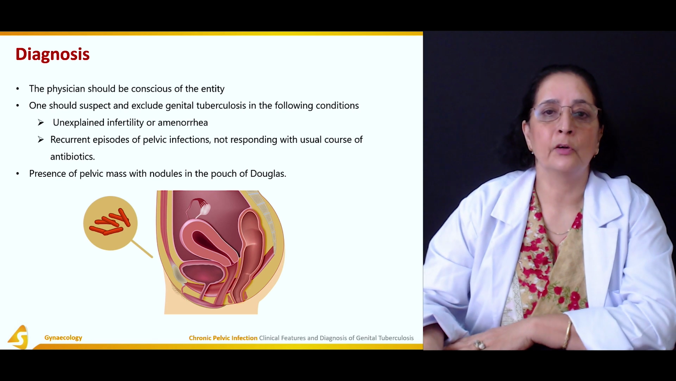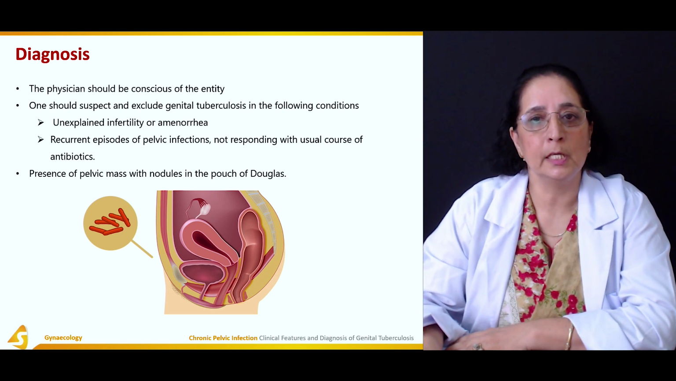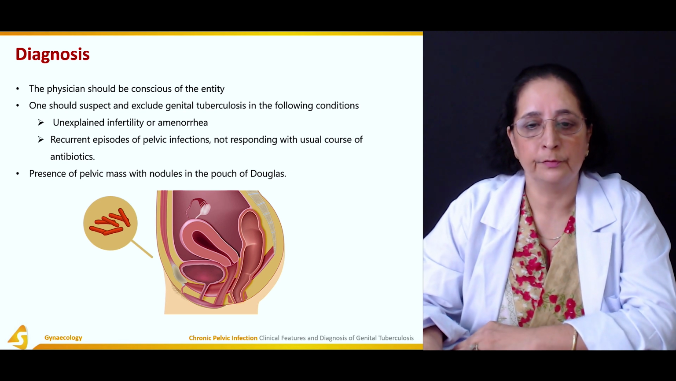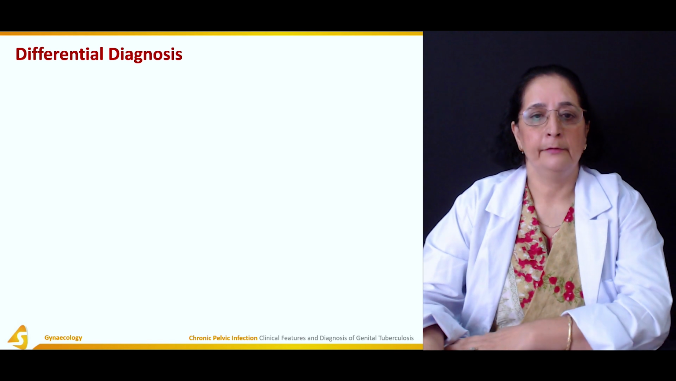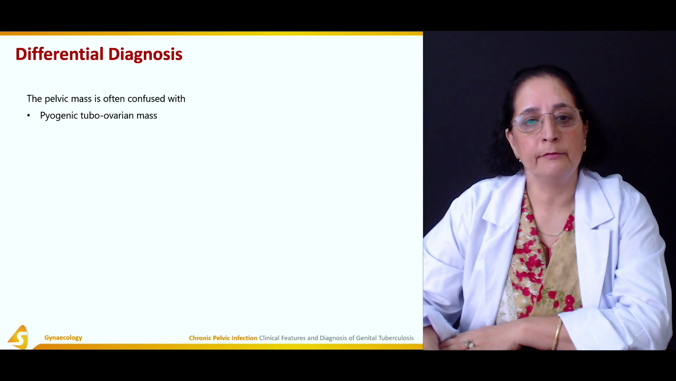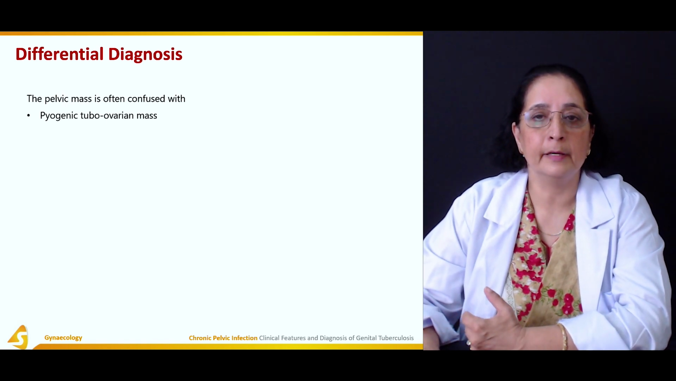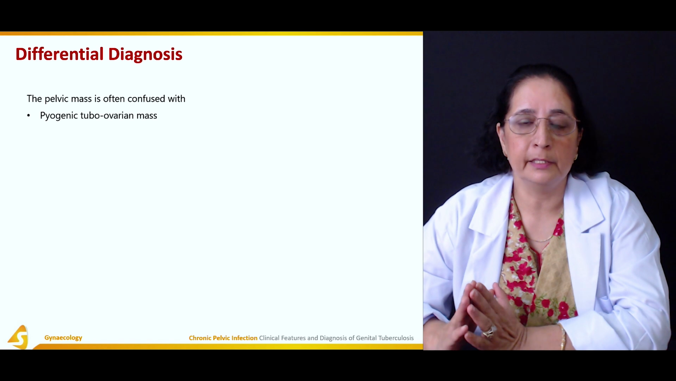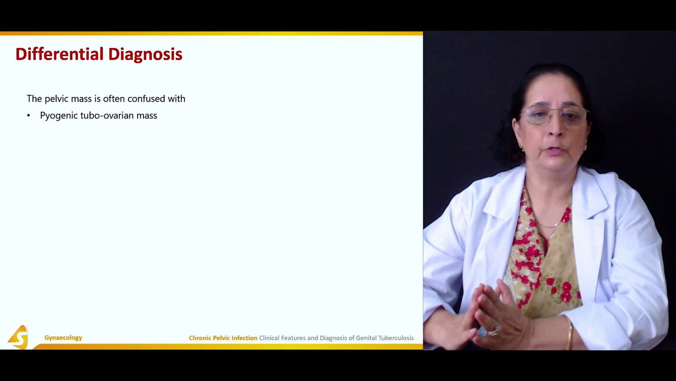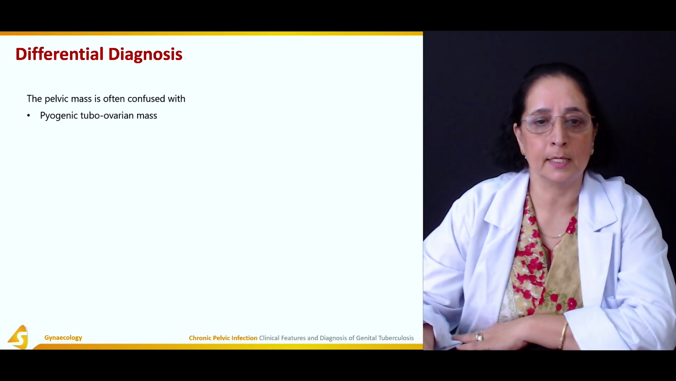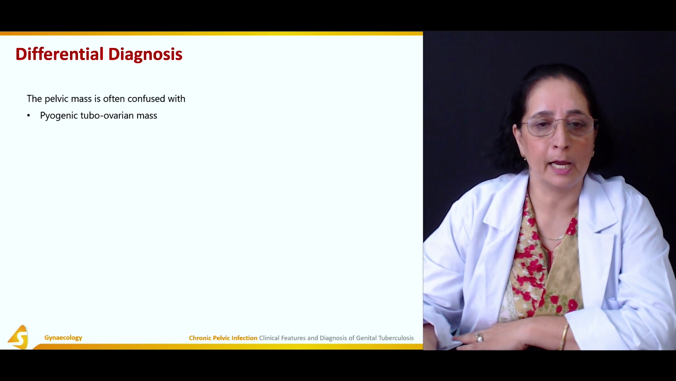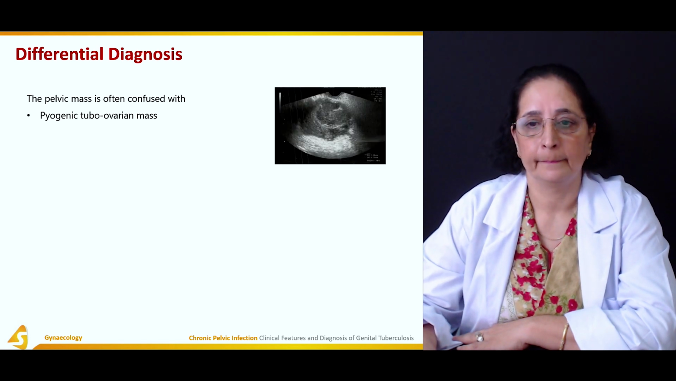If there is presence of pelvic mass with nodules in the pouch of Douglas, if nodules are present in pouch of Douglas. Differential diagnosis is the pelvic mass is often confused with. If there is pelvic mass present, these are the differential diagnoses which the physician should suspect. Pyogenic tubo-ovarian mass. If there is tubo-ovarian mass which is pyogenic, pus containing.